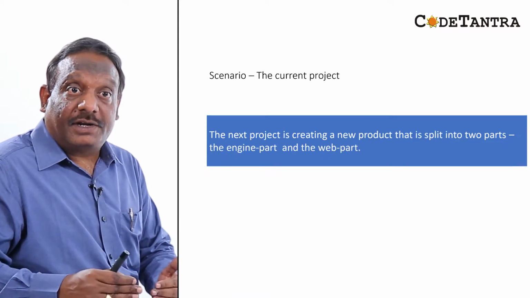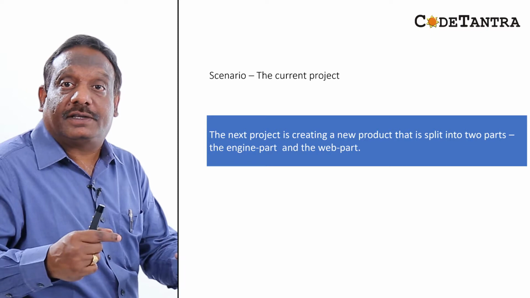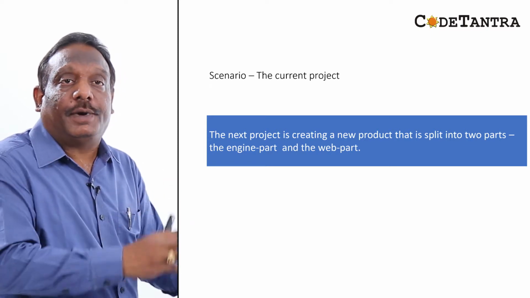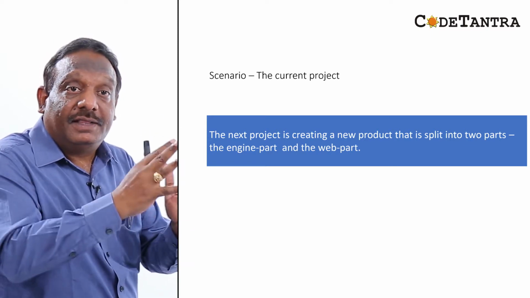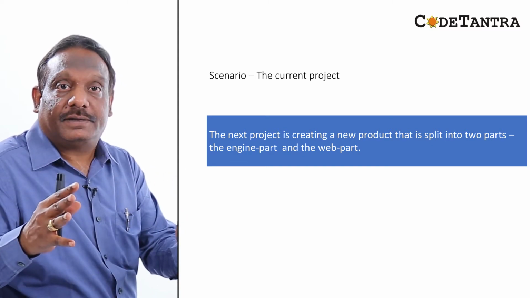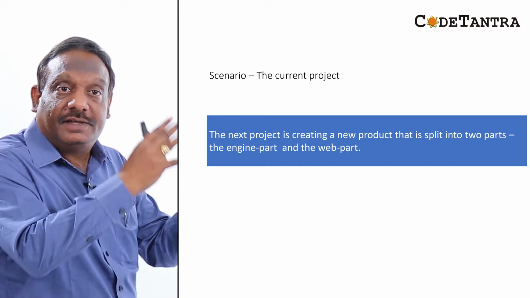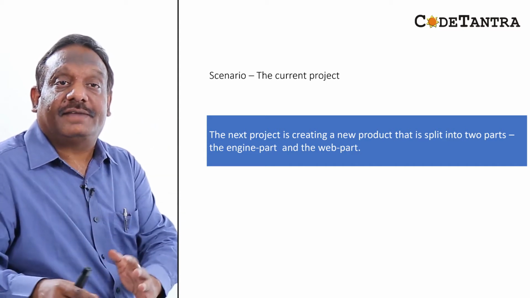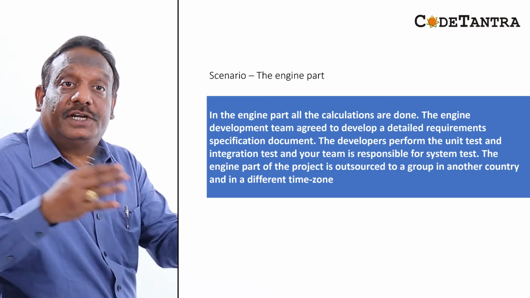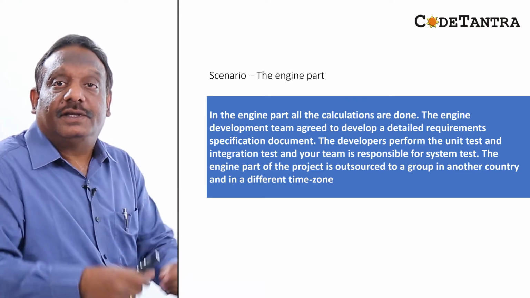Now people are creating the next project. The next project is creating a new product that is split into two parts. The first part is called the engine part and the second part is called the web part. So there are two parts in the current project: one is the engine part and the second one is the web part. In the engine part, all calculations are done. That is a little bit the heart of the software.